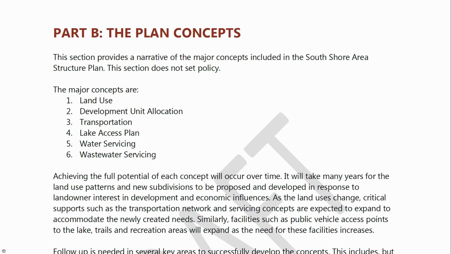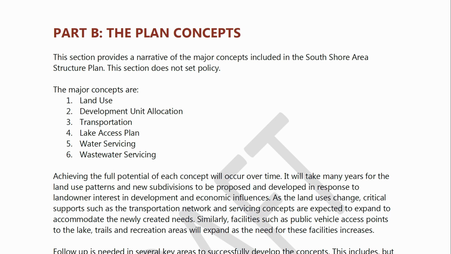So as I mentioned, a brief run through of Part A. Part B, the plan concepts. This section of the document starts talking about 6 major concepts that need a little bit more explanation so you can understand the context for the policies. So we're going to talk about land use, the development unit allocation, the future intended transportation network, the plan for maintaining lake access for visitors and residents of the area, and finally water servicing and wastewater servicing concepts.